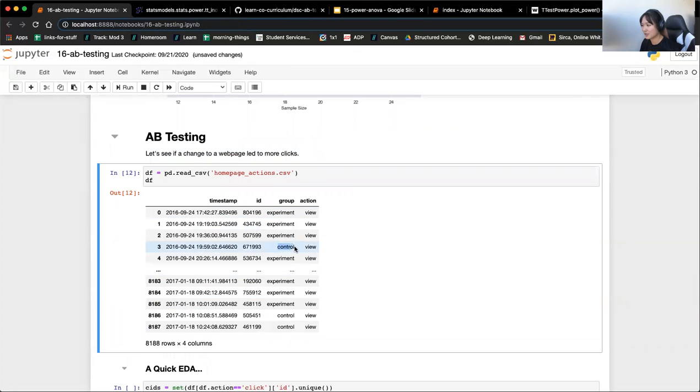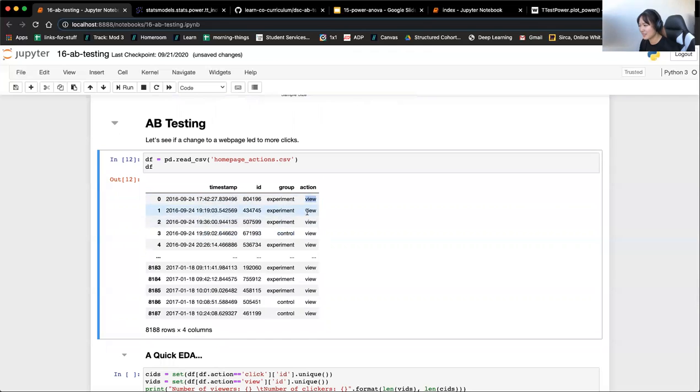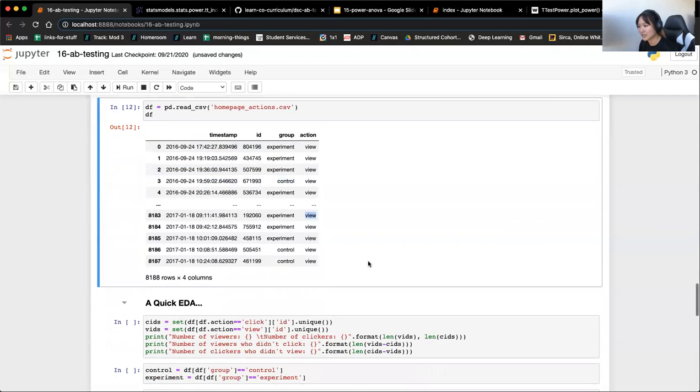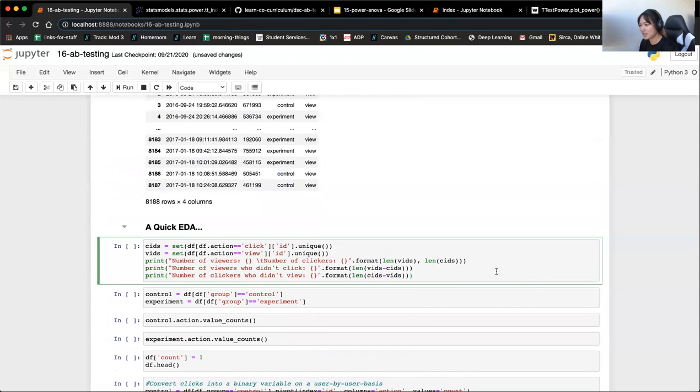You have different groups. Usually in A/B testing, and very commonly for websites or apps, new changes are rolled out to only a proportion of users. So here you can see that some IDs were given the experiment, which is the new change to this web page, and some people were given the control. The idea is we want to see whether this new change led to more clicks on a website. In this preview of the data frame, all we see is view, but we'll see that some of them are clicks. So for this, let's do a really quick EDA.